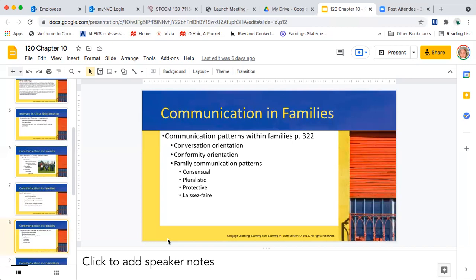Families high in conversation orientation and low in conformity are pluralistic. Communication in these families is open and unrestrained, so not a lot of boundaries, and all family members' contributions are given merit. Families with low conversation orientation and high conformity are protective. Communication in these families emphasizes obedience and authority, and I'll let you read the rest of that one. Families that are low in both conversation orientation and conformity orientation are considered laissez-faire, which roughly translates into hands-off.